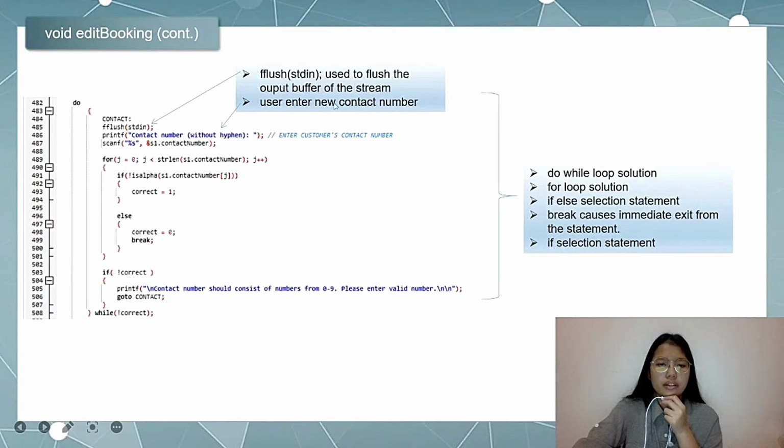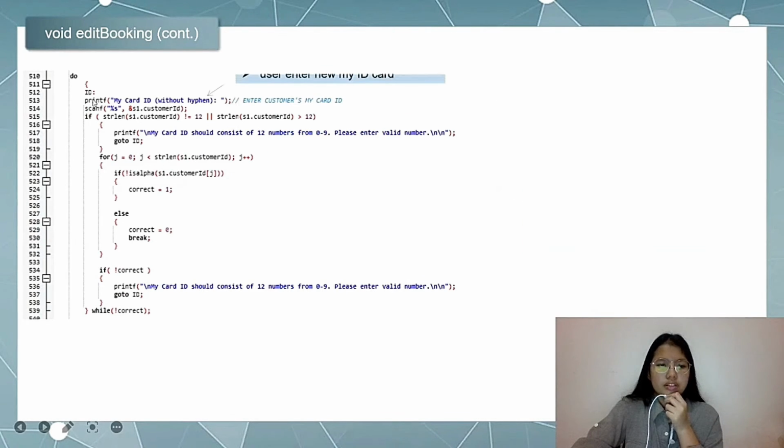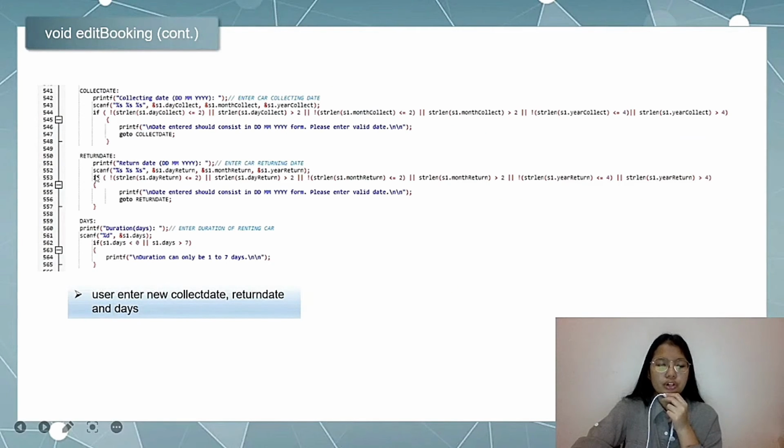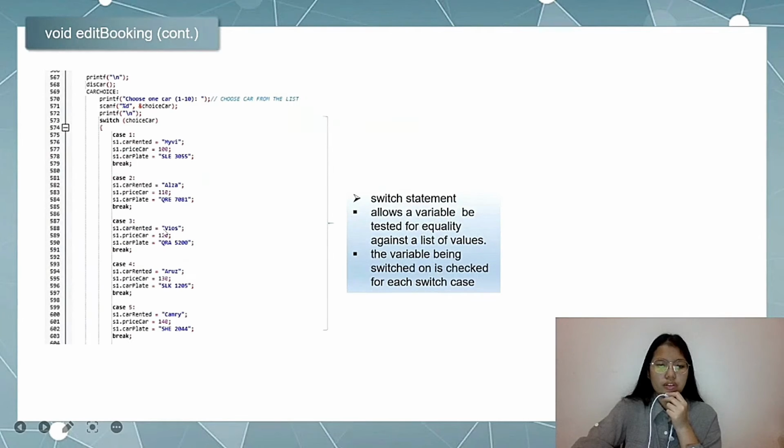User will enter new contact number, and this is for ID. User will enter new my ID card, and logical OR returns true if either of its conditions are true. For example, the user will enter more than 12, the program will display this output. And this is for collect date, return date, and days. User enter new collect date, return date, and days.